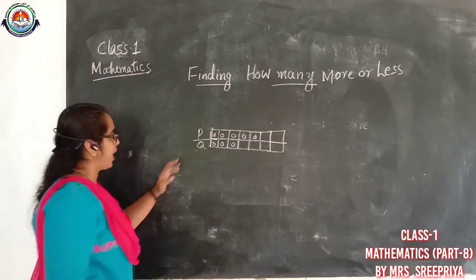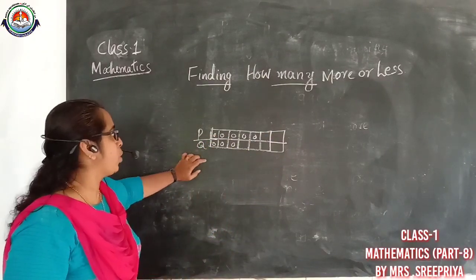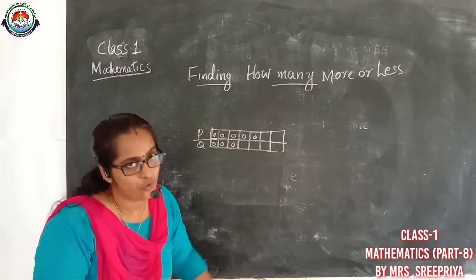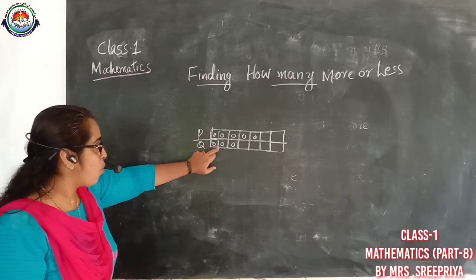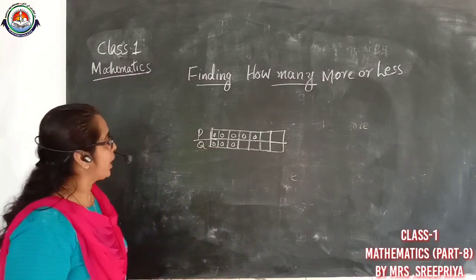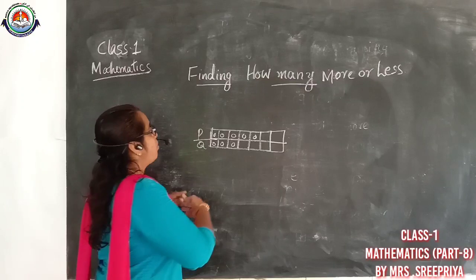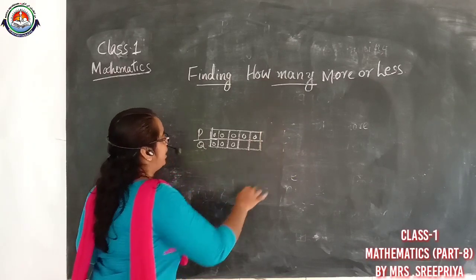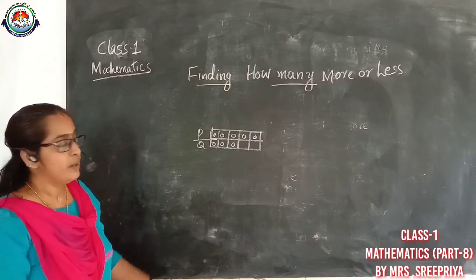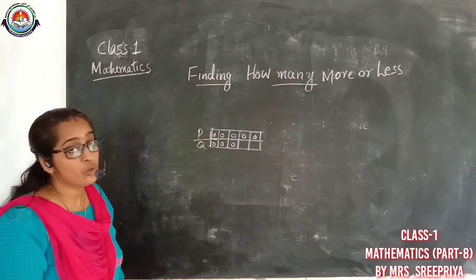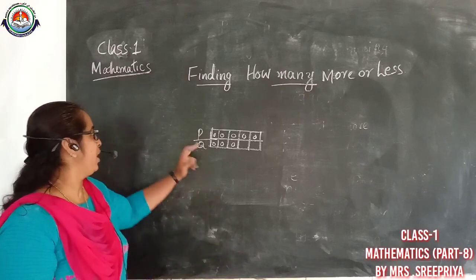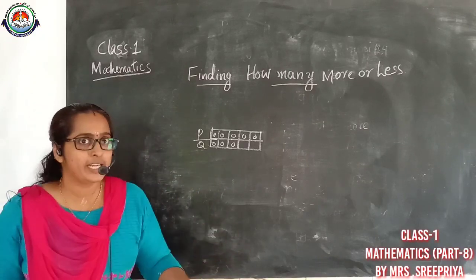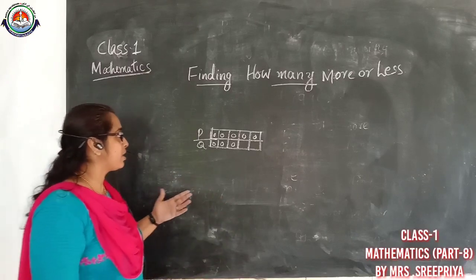See here. P and Q is there. Inside P group, how many circles are there? 1, 2, 3, 4, 5. What about Q? 1, 2, 3 only. Okay. So we need to check how many. Which group has more? P or Q? Very good. P group. Okay. P group is more. How many more is it? How can we see?